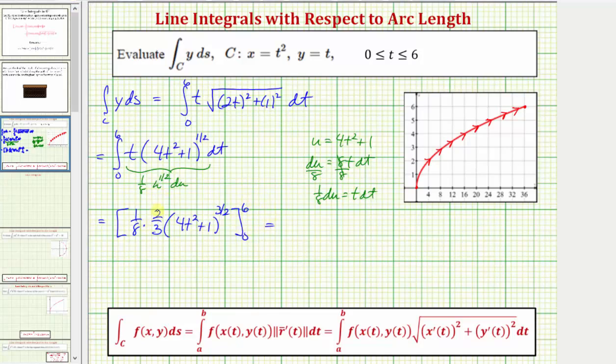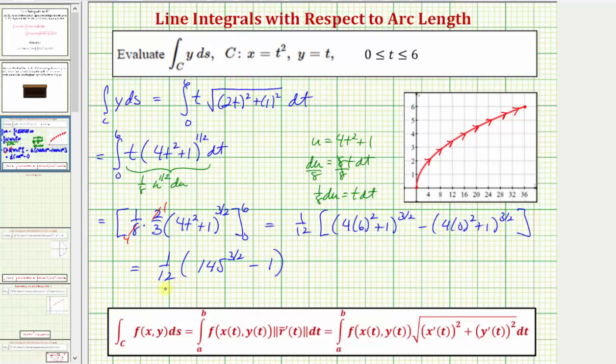Notice here we can simplify. There's 1, 2, and 2, and 4 2s and 8. So we have 1/12. And then when t is equal to 6, we'd have the quantity 4 times 6 squared plus 1 to the 3/2, minus, when t is 0, we'd have 4 times 0 squared plus 1 to the 3/2. Simplifying, we have 1/12 times, here we're going to have 145 to the 3/2, minus, this is going to be 1 to the 3/2, which is just 1.